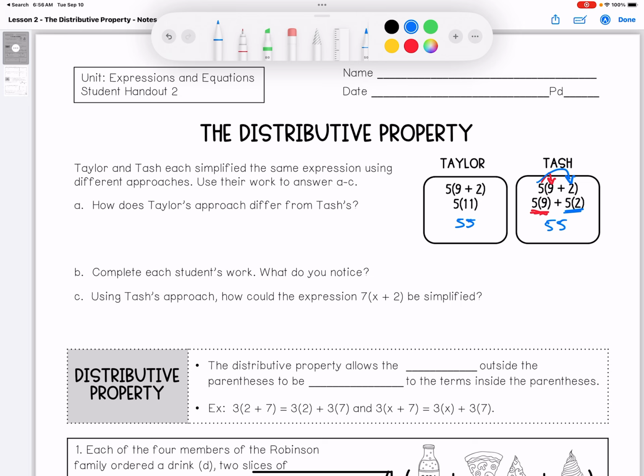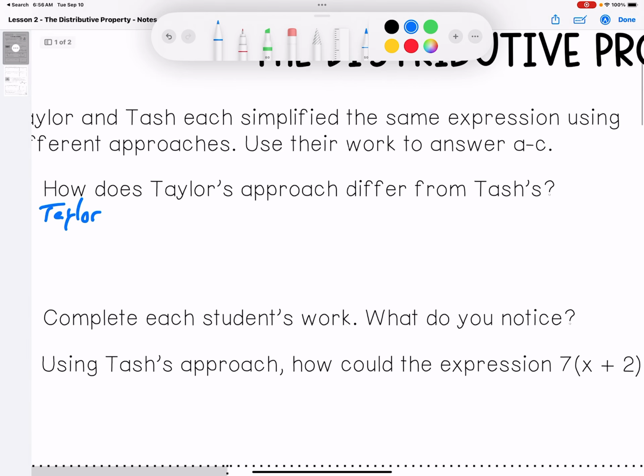All right, so let's explain how Taylor's approach differs from Tash, and let's put it in words. Here we go. Taylor, I'll zoom in, followed the order of operations. Do what's in parentheses first, that good stuff. Tash, what a name.